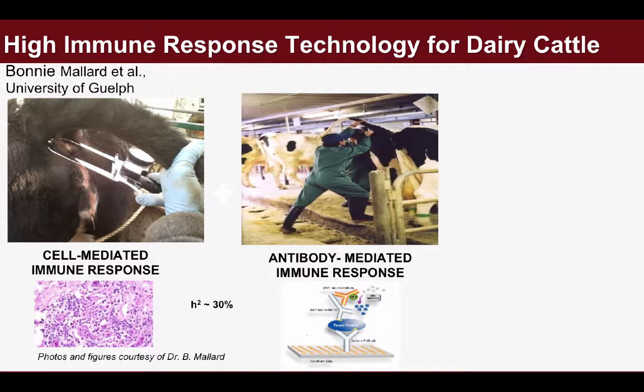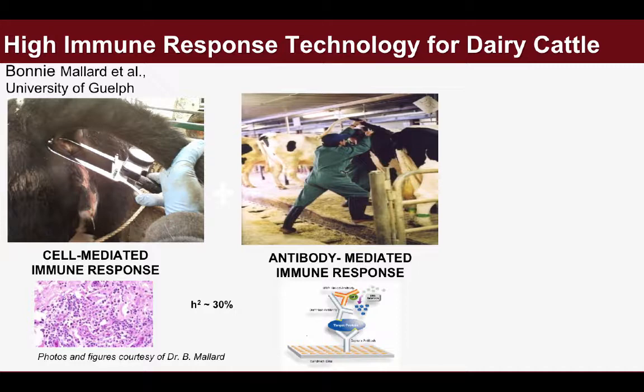High immune response technology involves two tests that can be performed on healthy animals, including bulls, that capture an animal's ability to resist a wide array of diseases by measuring the animal's potential to generate a cell-mediated response and also antibody-mediated response. To measure cell-mediated response, a skin test is performed by injecting an antigen that drives this type of response into the tail fold.